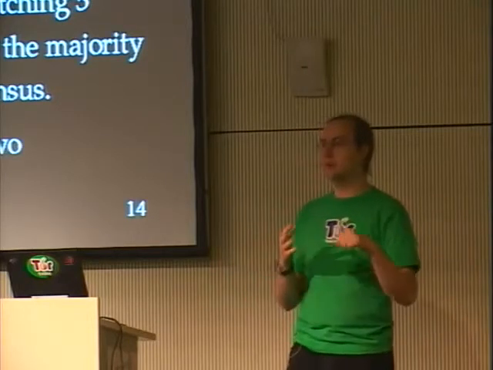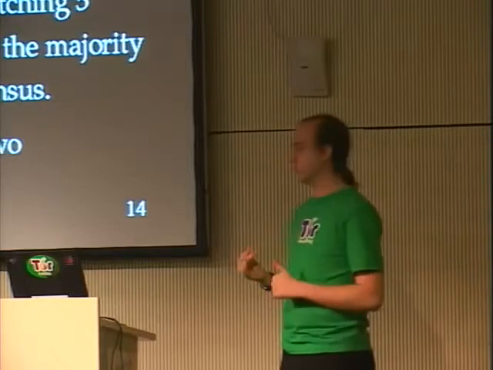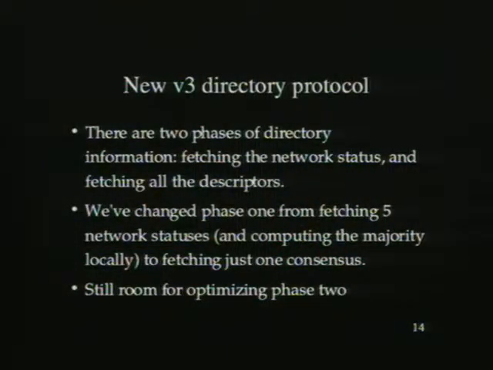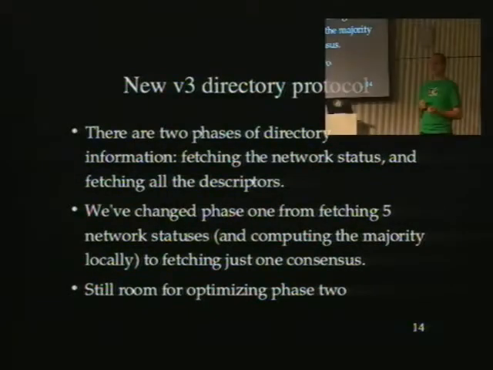And each line says, this is the key fingerprint for the server. This is his current IP address and port. This is the hash of the descriptor that you should get from him and the timestamp for when that descriptor came out. And a few flags about whether we think he's fast or stable or running or not worth using, stuff like that. So there are two phases. The first phase is you get that list, the little summary of them. And then the second phase is for all the servers that you want to use, you go out and you fetch the server descriptor for them, which is a signed blob that says these are my keys and exit policies and stuff like that. So we've been focusing lately on making that first phase a lot faster.